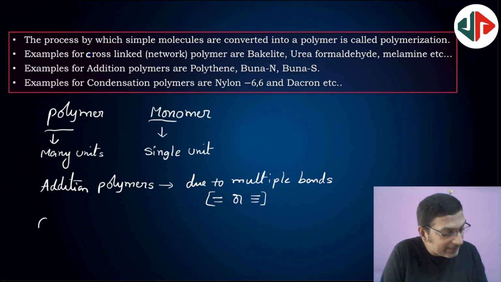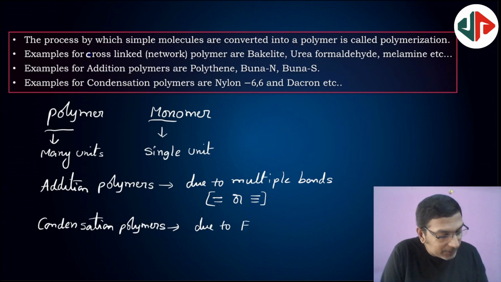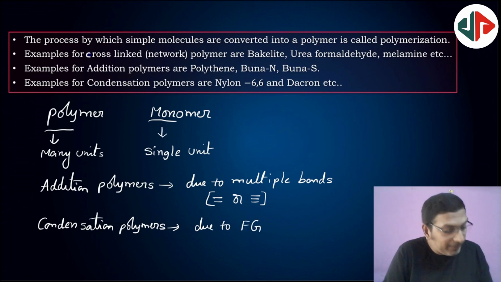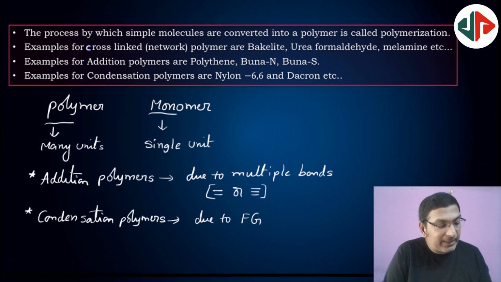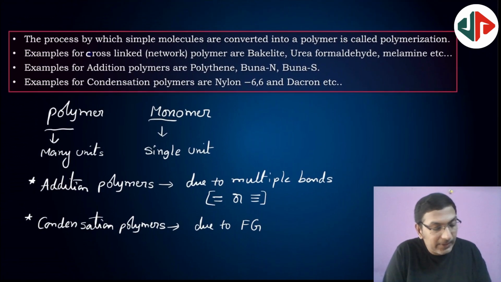Next, what about condensation polymers? Condensation polymers are formed due to functional groups. Remember these two words. So condensation is possible in monomers which contain functional groups: carboxylic acids, amines, alcohols like that. See examples for condensation also given here: nylon 66, Dacron.